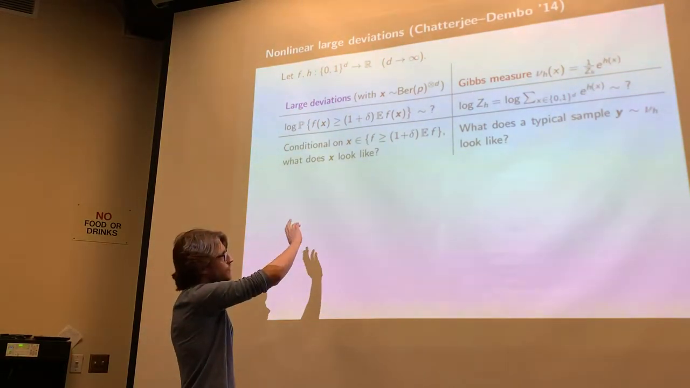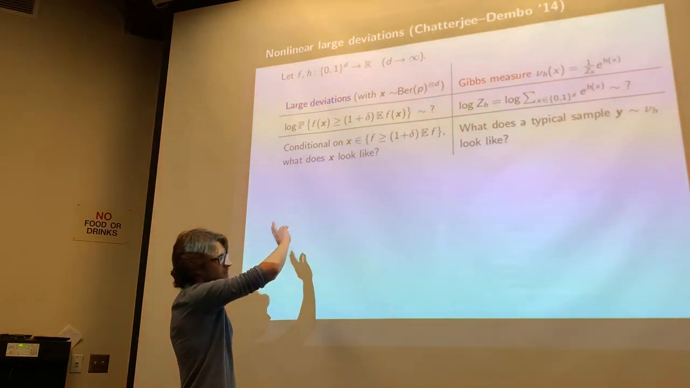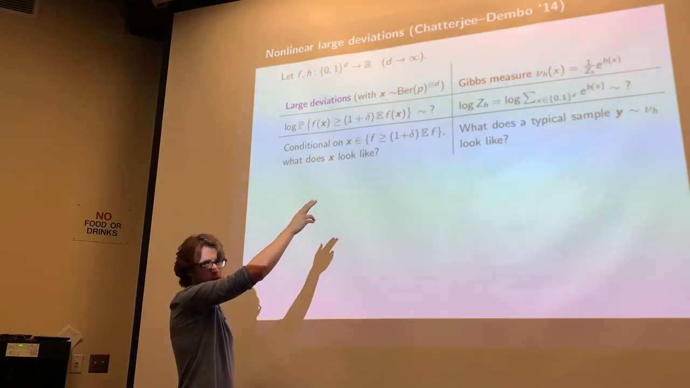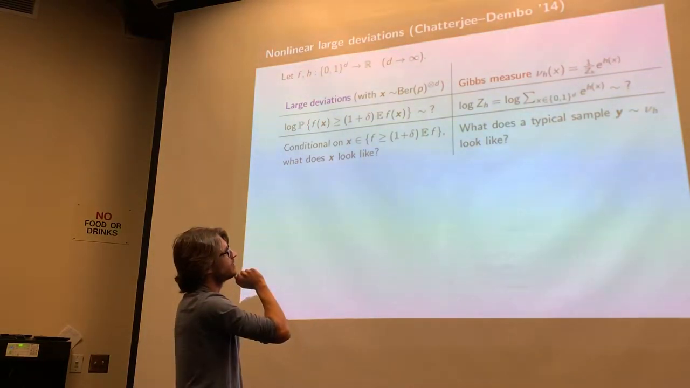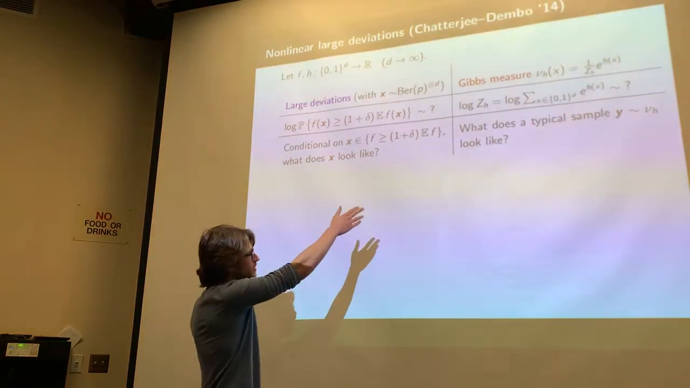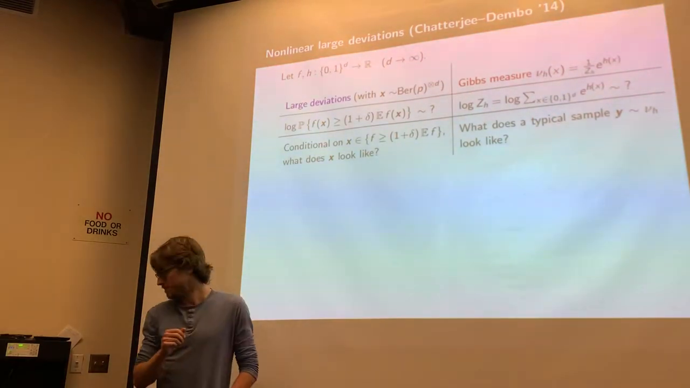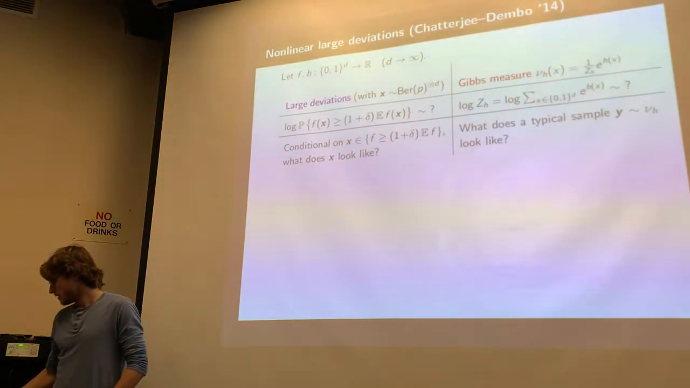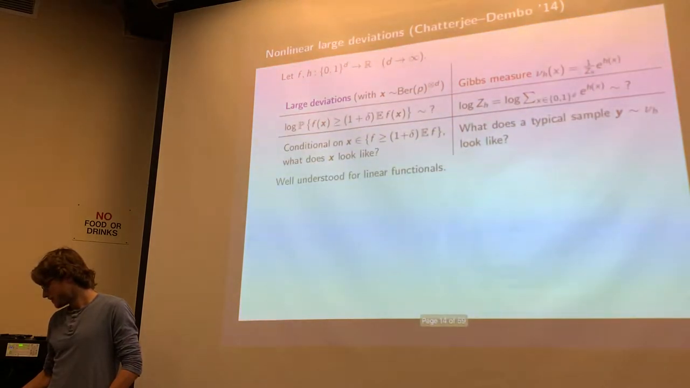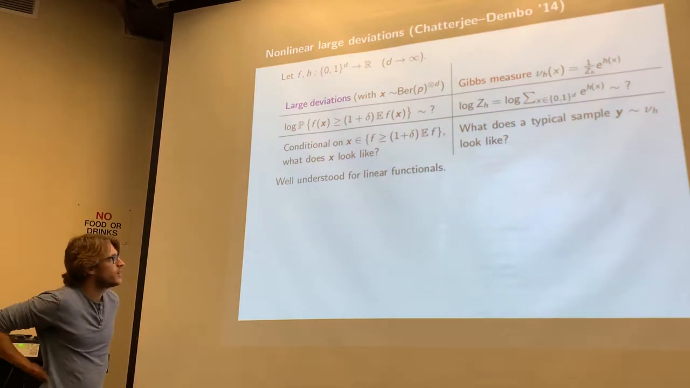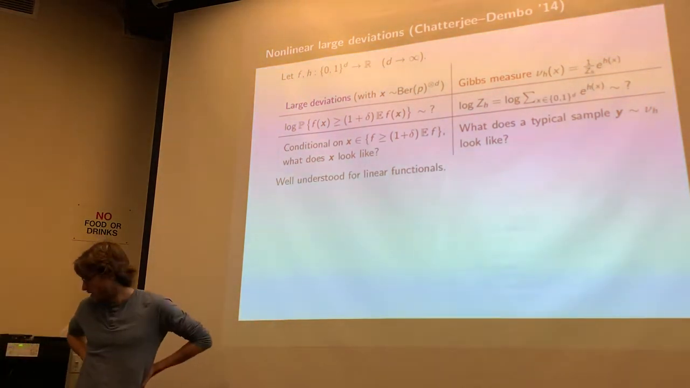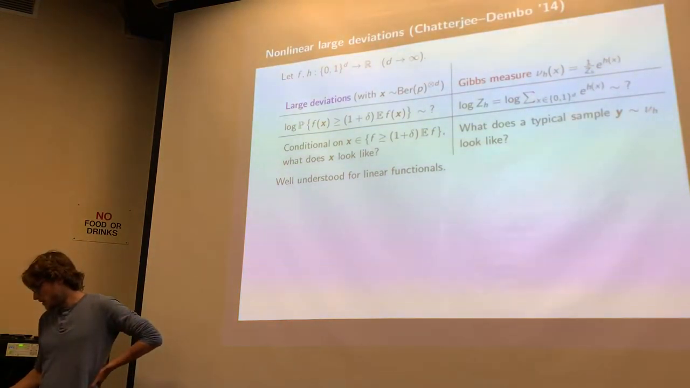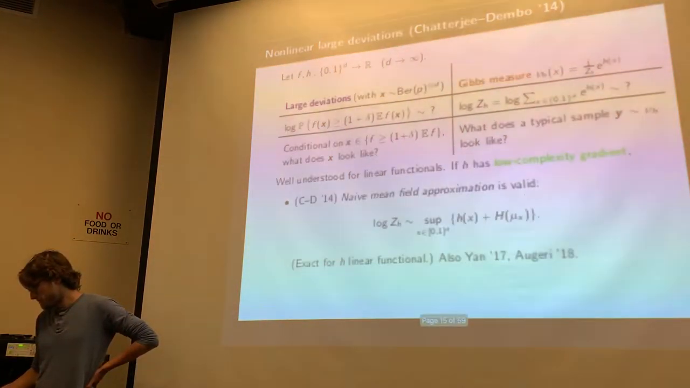You can pass between these with the Varadhan lemma and Gibbs theorem. So these are highly related. And then the analog of this question is, what does a typical sample look like? Again, these questions are very well understood if f or h is linear, because then it's actually just again a product measure. It's a tilting of your reference measure.